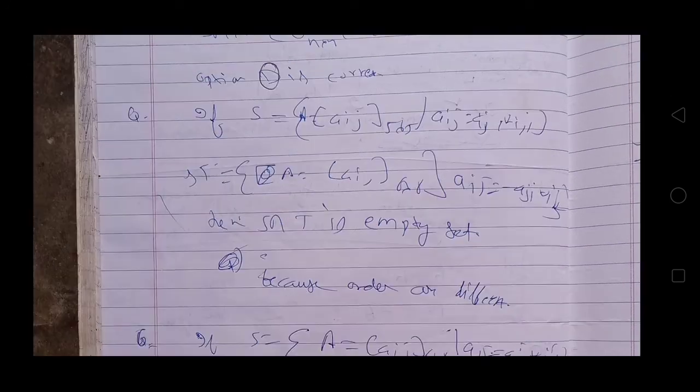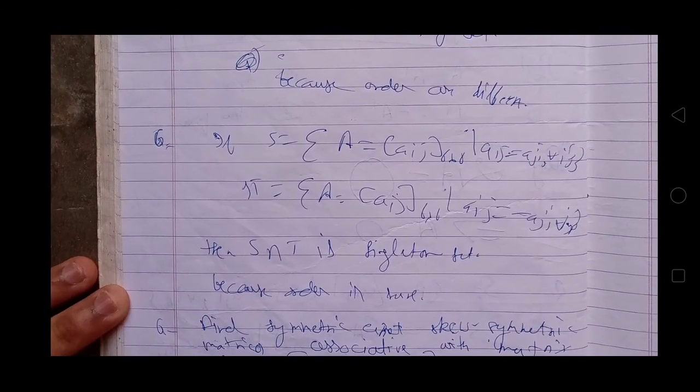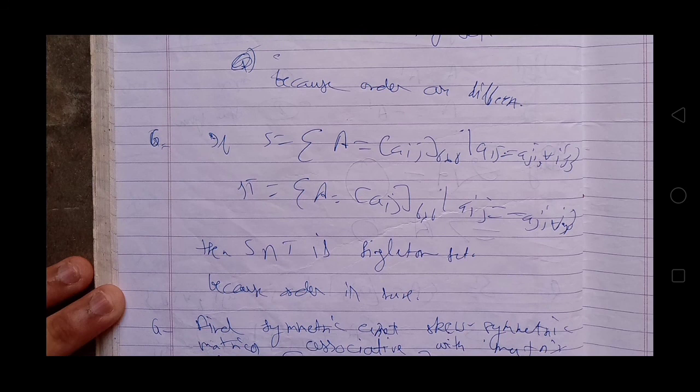So now see this question: if S is the collection of symmetric matrices of order 5 cross 5 and T is the collection of skew symmetric matrices of order 6 cross 6, then S intersection T is the empty set because the orders are different. Now see this question: if S is the collection of symmetric matrices of order 6 cross 6 and T is the collection of skew symmetric matrices of order 6 cross 6, then S intersection T is a singleton because the order is the same.